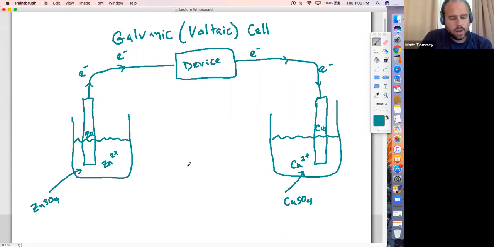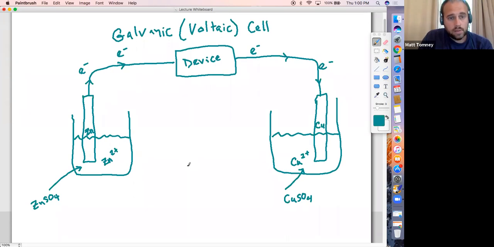Now I'm setting this one up in a very specific way. The electrons are flowing in one direction. They don't go back and forth very readily. They tend to go in one direction. And then when you are setting this up, you need to know which metal is going to go in which portion of the cell. And that's going to be referred to as the cathode and the anode. So we'll talk about that separately in just a minute here.